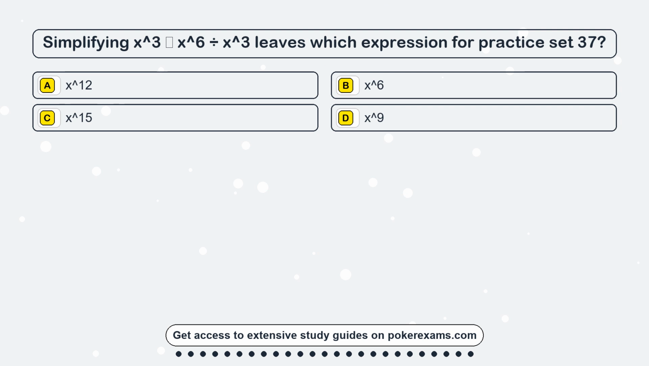Question 6. Simplifying x^3 times x^6 divided by x^3 leaves which expression for practice set 37? Option A x^12. Option B x^6. Option C x^15. Option D x^9.